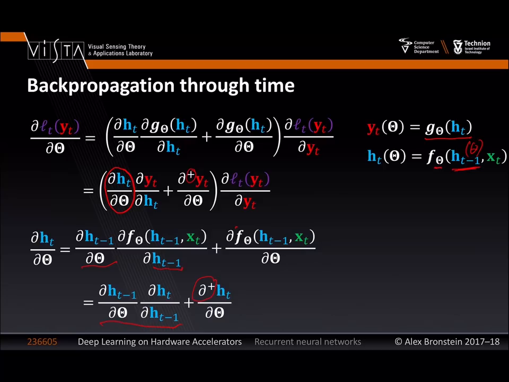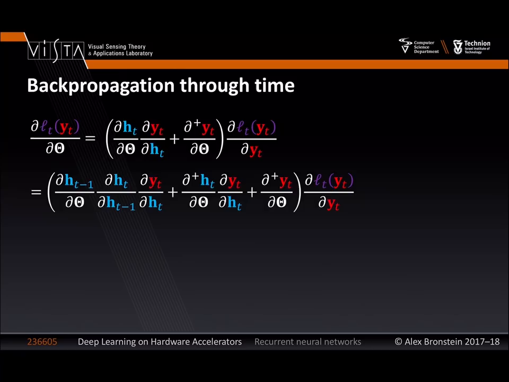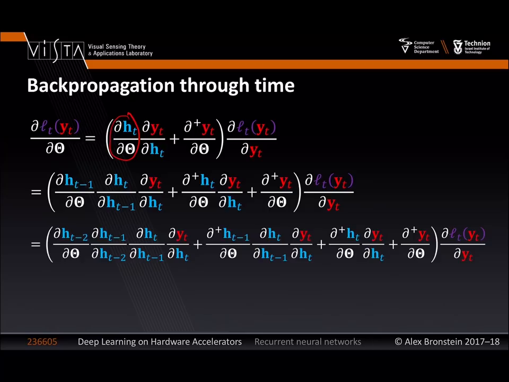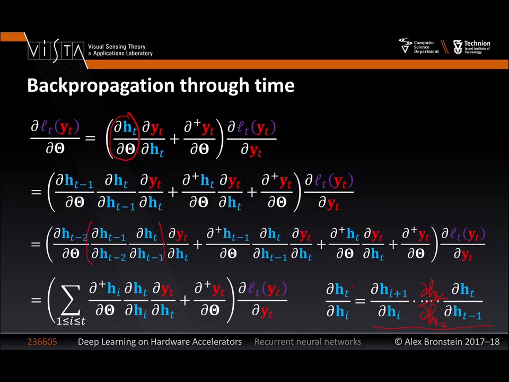So let's just do some algebraic massage to this expression. I can substitute what I computed before here, and I can do it again, and I can continue until I get to t equals 0. So let's just apply the chain rule backwards. I do this calculation from ht, dht over dht minus 1, then dht minus 1 over dht minus 2, until I get to some i. So this is the chain rule for dht over dhi. I can write it like this, with a sum, i running from 1 to t. I will have this part because of the dependence of g on theta, this part because of the dependence of f on theta, and here these derivatives of ht over hi. I just collapsed what is written here into a single derivative.